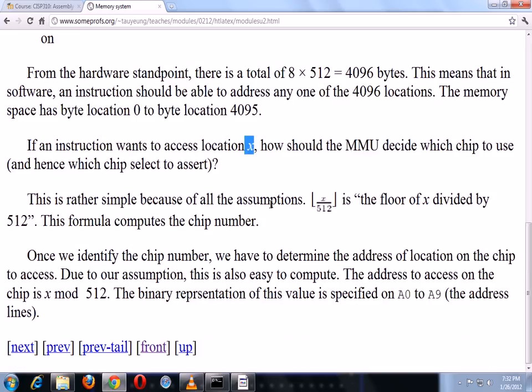Well, the first thing we'll do is to find out which chip we have to deal with. The chip number that we have to deal with is given by X divided by 512, and then you take the floor of that number. What does that give me?